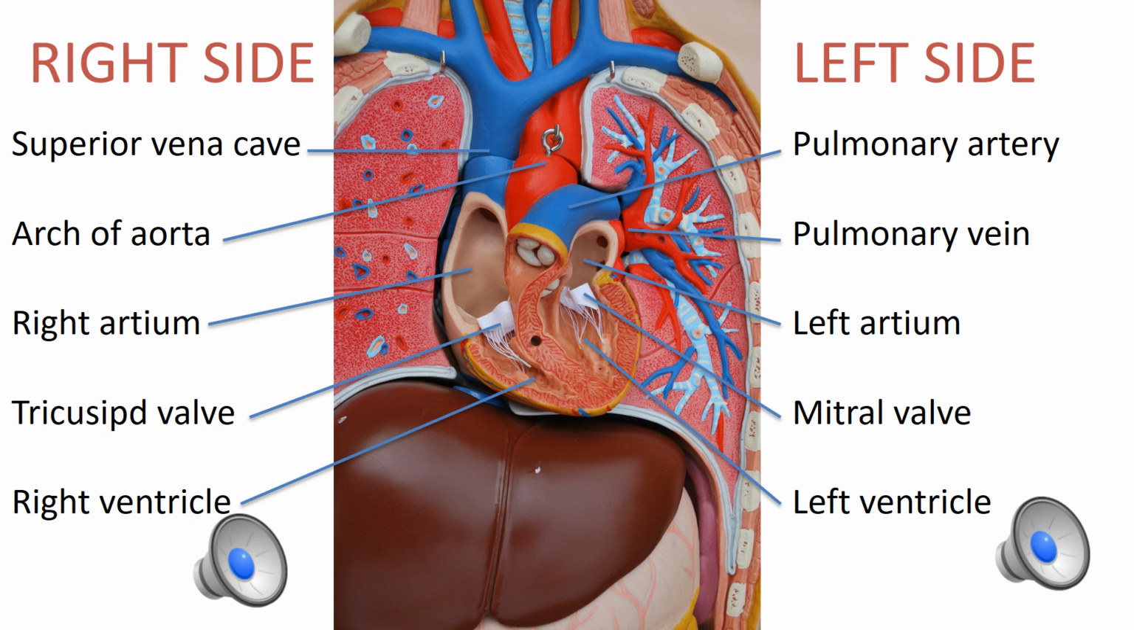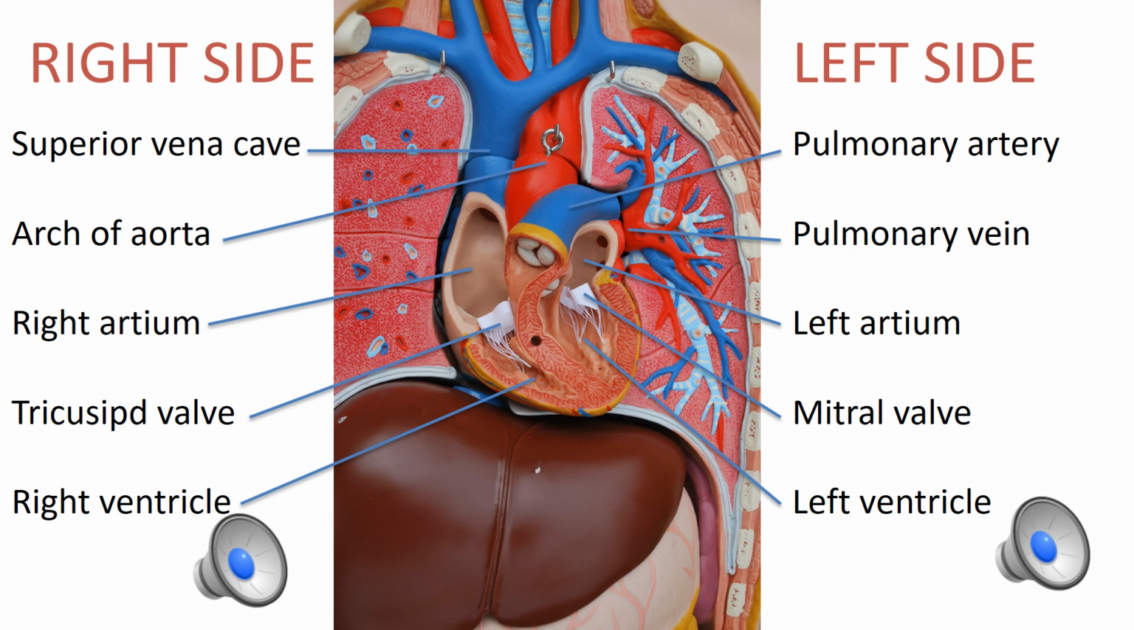So we see the superior vena cava carrying the blood from the top half of the body, and there's actually an inferior vena cava as well, opening into the right atrium separately, carrying blood from the bottom half of the body. So the superior and inferior vena cava are draining deoxygenated blood into the right atrium. The atrium is the receiving chamber.